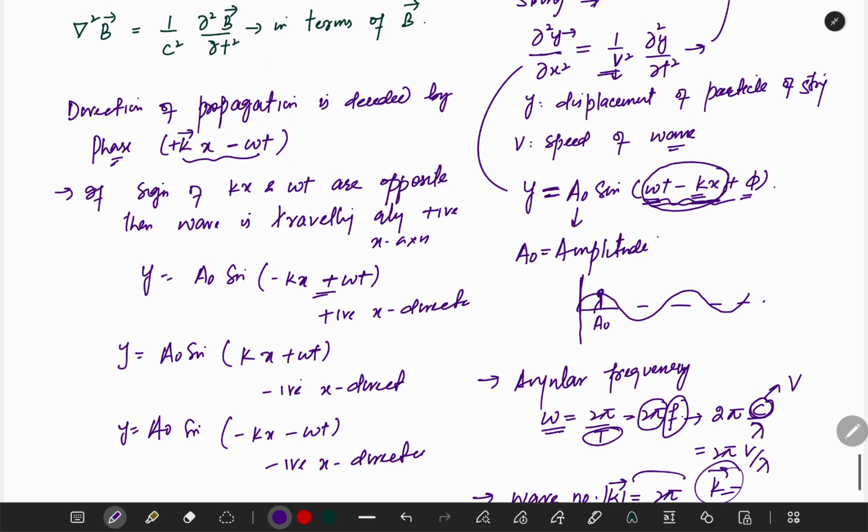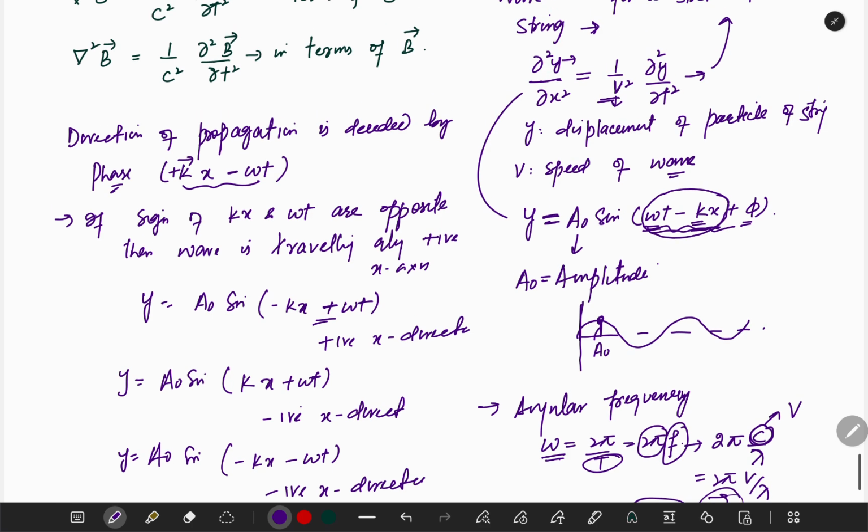The direction in which the wave is traveling is decided by this phase factor, which is very important: omega t minus kx, or you can write kx minus omega t, kx plus omega t, or minus kx minus omega t. The sign of these two terms will decide the direction of propagation.